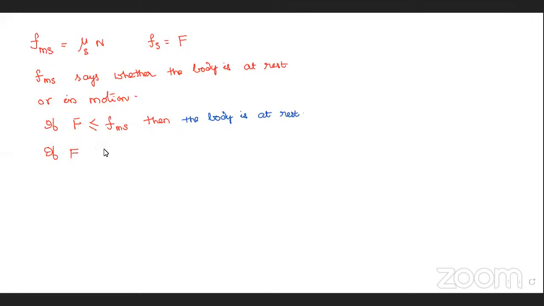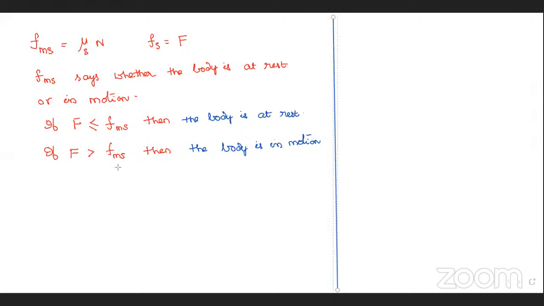If applied force is greater than FMS, then the body is in motion. So this FMS is only used to check the state, whether it is at rest or in motion. First we finish the static friction, then we will go to the second case, F greater than FMS. Come to the models related to static friction.